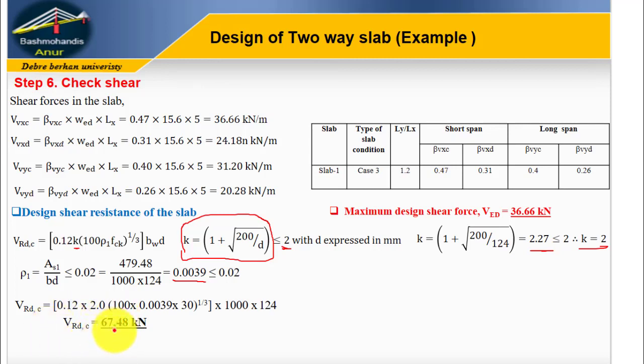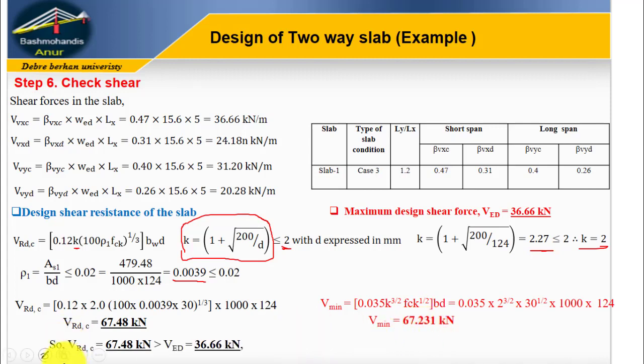Finally, VRDC equals 67.48. But this VRDC must not be less than this V minimum. We have to calculate V minimum using this formula. Already everything is calculated: K, B and D. V minimum is 67.231. Therefore VRDC equals 67.48, greater than the design shear which is 36.66. Now the slab is safe against shear.